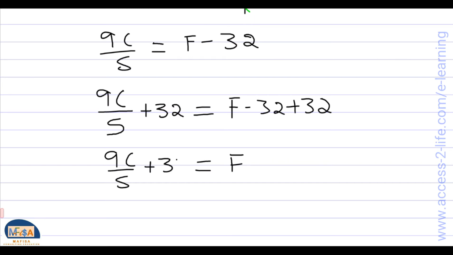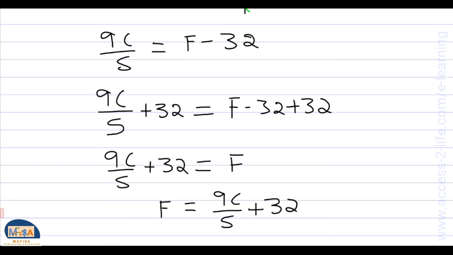Because it's an equals sign, we can take what's on the left to the right, what's on the right to the left, and we end up with f being equal to, because it's the same thing, 9c over 5 plus 32. And that is how we make f the subject of the formula.